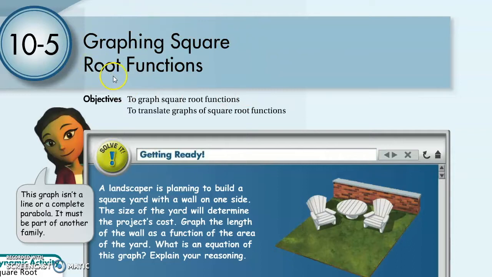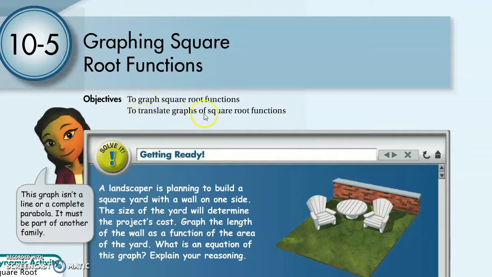Our objective for this lesson is to learn how to graph square root functions, a new shape for you guys that you may not have seen before, and also how to translate graphs of square root functions, which is super easy because if you remember, translate just means to move left, right, up, or down.